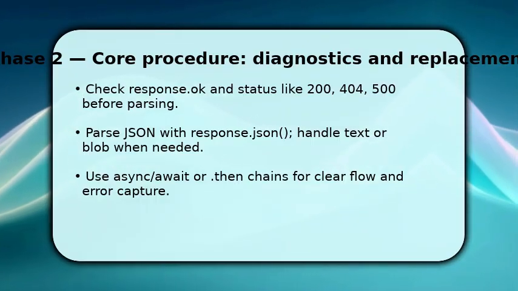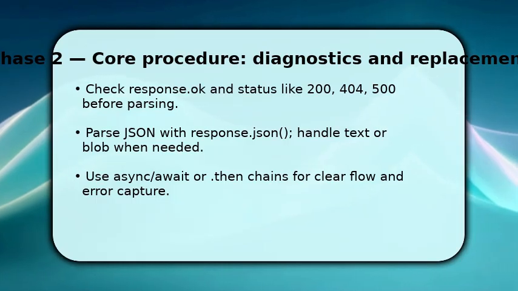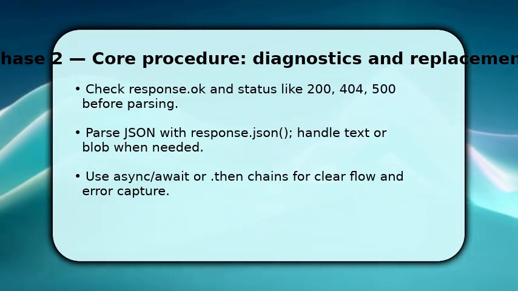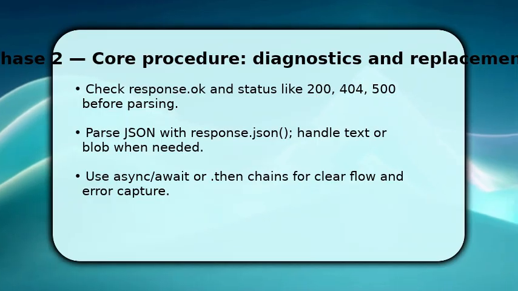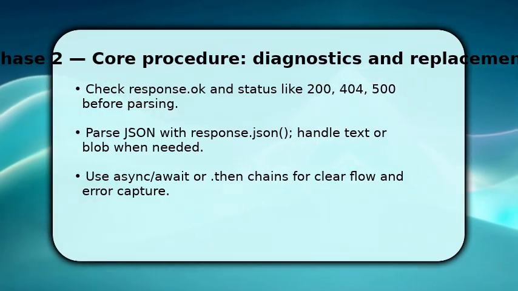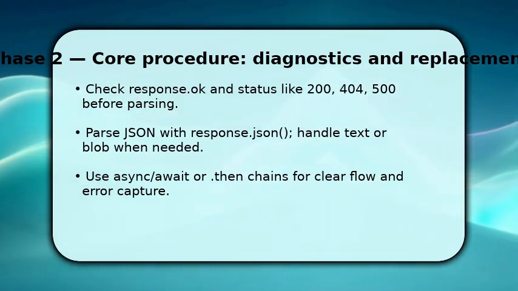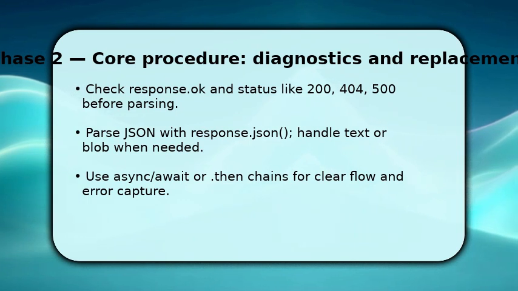Await it or return it in a .then. Use async/await for clearer, linear code. It makes error paths easier to follow. Make sure to handle non-JSON responses with response.text() or response.blob() to avoid silent failures.